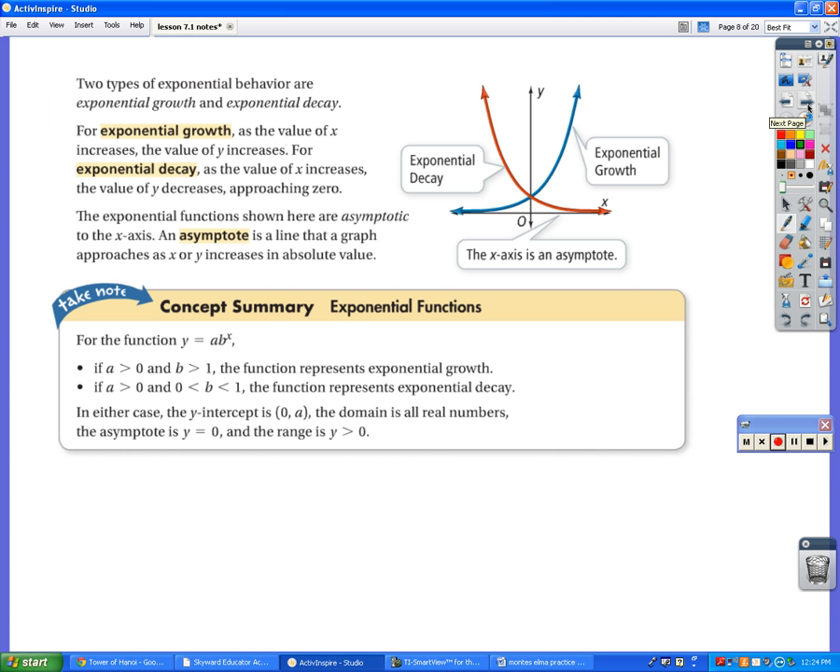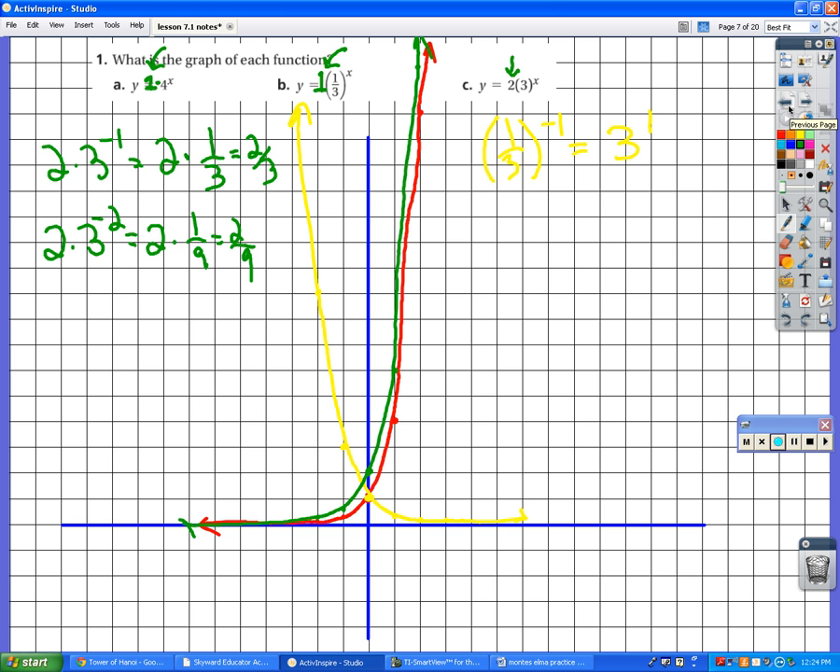All right. This line right here, the x-axis, is called an asymptote. An asymptote is a line that a graph approaches as x or y increases, but it never actually gets to that spot. Okay. How could you tell from looking at these two functions that they will be exponential growth, and this one will be exponential decay?